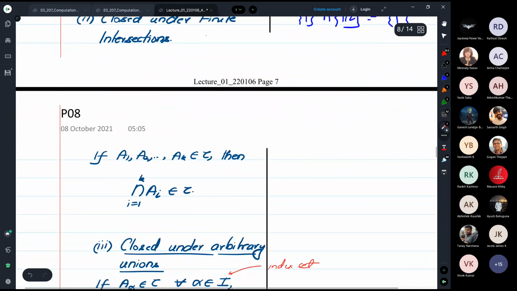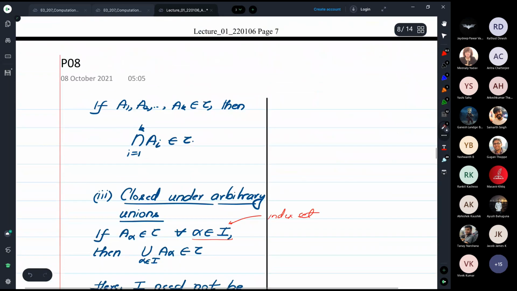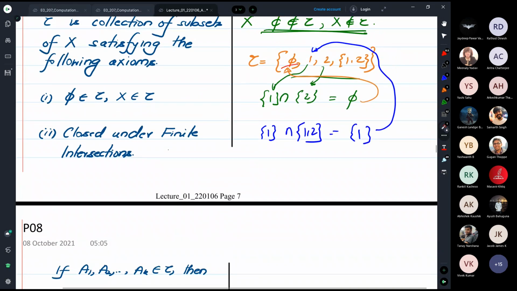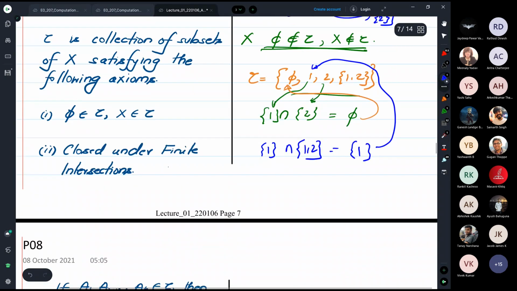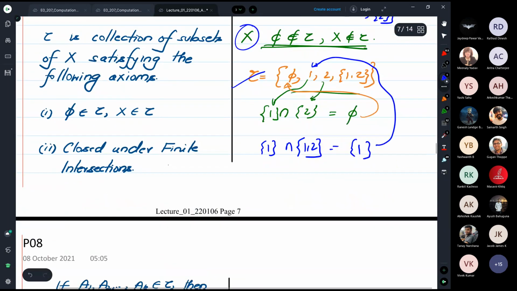And the last property here again can be trivially verified, because although we require that this collection be closed under arbitrary unions, you can see that there are only finitely many sets here. So even if you take arbitrary unions, you will only end up with finite unions. Because of that, this property is also true. Consequently this space X and this tau together form a topological space.